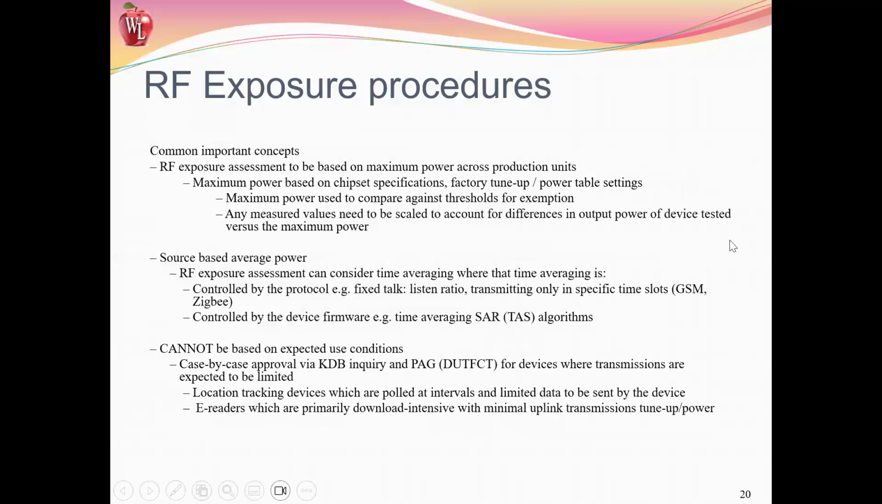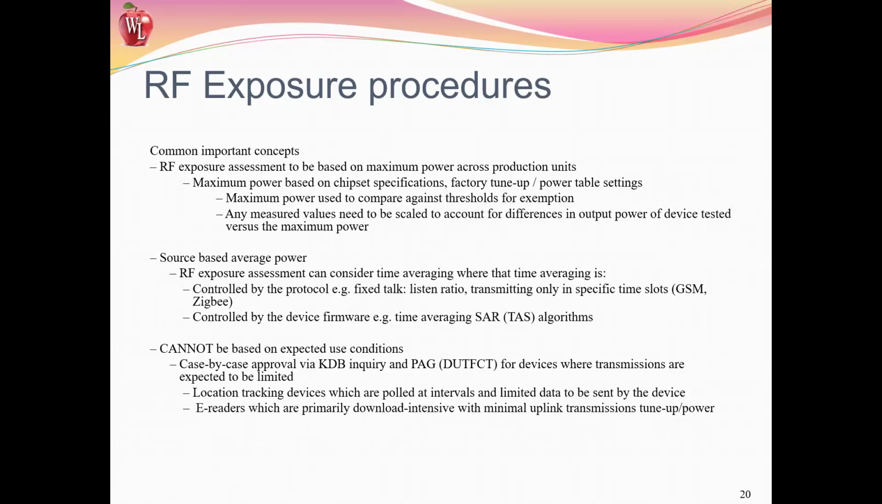All right. A few concepts that we need to remember: the assessment is based on maximum power across the production units. We do require that when we look at the maximum power, we also include factory tune-up. What is your tune-up procedure, and how do you set the power, and how much variation may you have in that? You compare the highest power against the thresholds for exemptions.